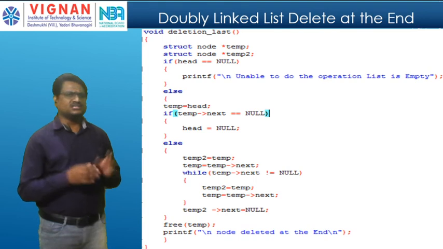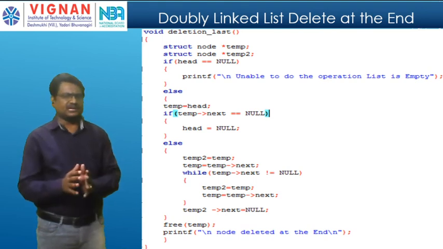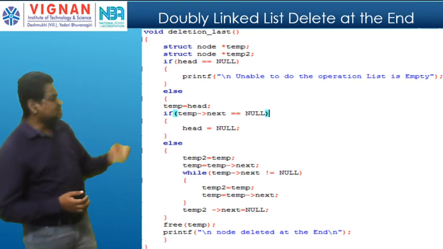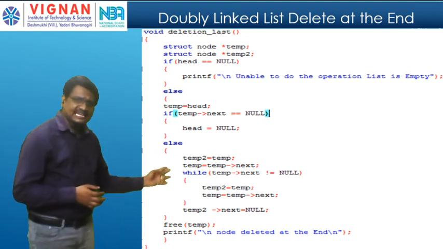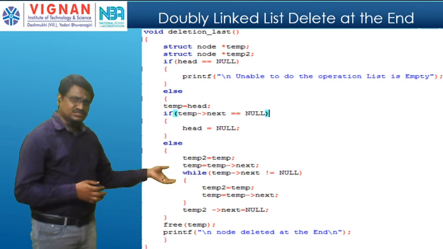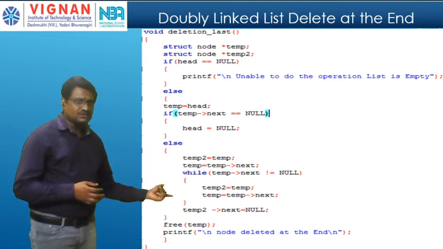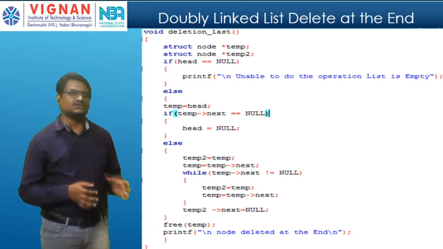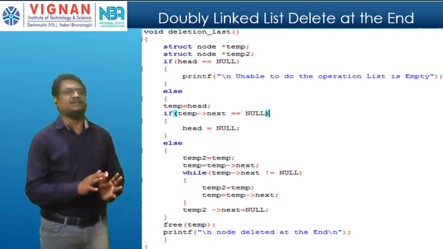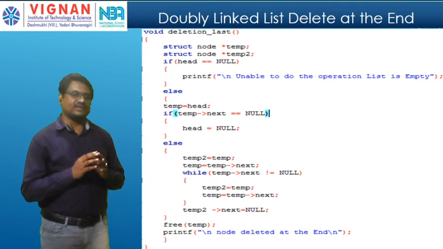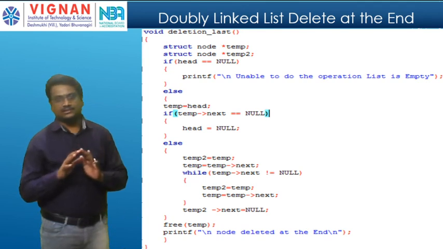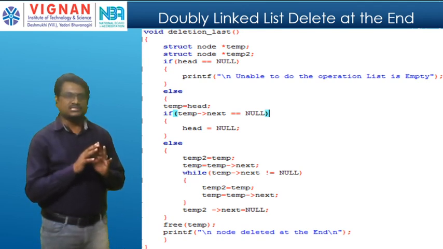Why? Because the only difference between a single linked list and a double linked list is storing the previous element. Check this complete program. Is there anywhere I use the previous element address? No. So I can use this program for a single linked list also. So for single linked list and double linked list, deletion of an element at the end is the same process and the program is the same for both.